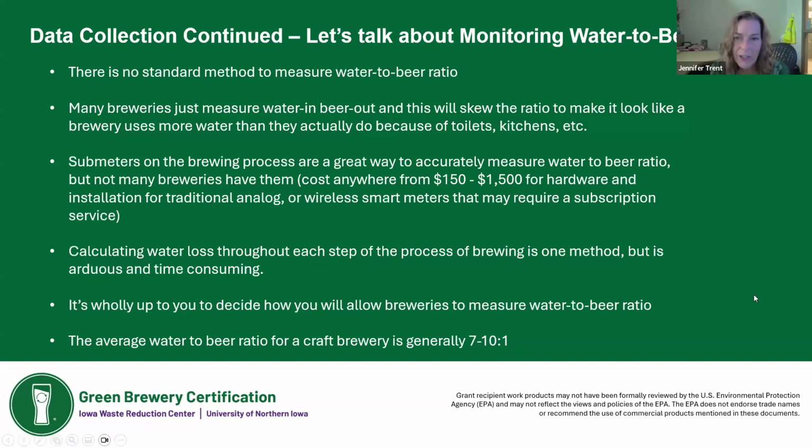We find it's easiest to just allow them to figure out how they're going to do it because, like I said, there is no standard. I had a brewery reach out and ask how to measure it. I wrote a very long example of measuring water loss through each step of the process, and I think it was way too much for them. So it's totally up to you how you want to have breweries measure this.